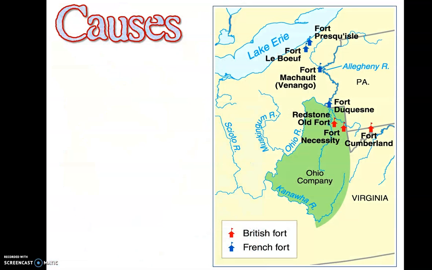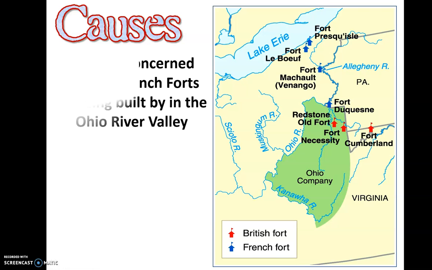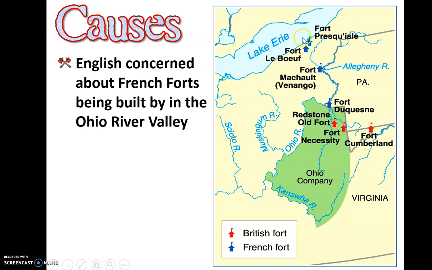Now, some of the causes of the war, these blue symbols here represent the blue French forts, and these red symbols represent the British forts. Now, this area that I gave you a map of is called the Ohio River Valley. Now, the British, the English, were also concerned about the French forts, and they thought the French forts were intruding into their territory.